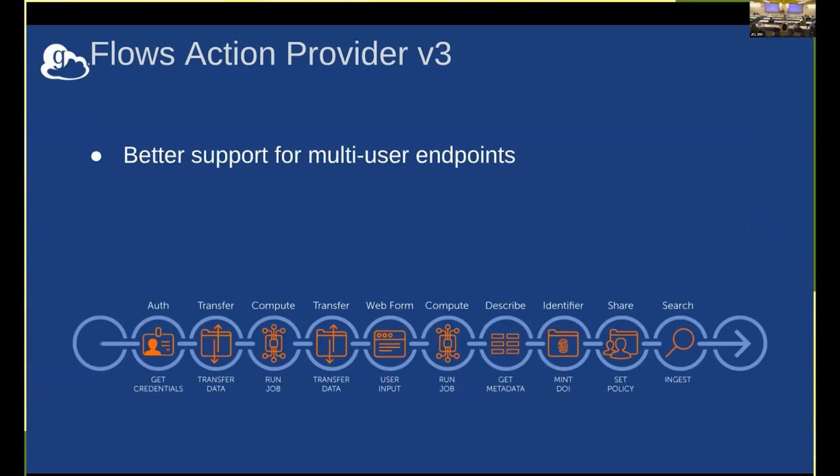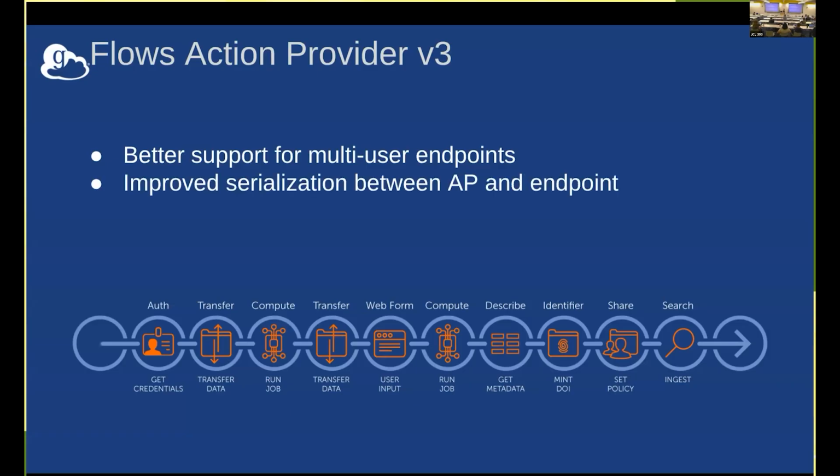Another big thing we've added is a new version of our action provider for Globus Compute. For those of you who have used flows with Globus Compute, this adds additional features and some better serialization mechanisms to our action provider. The big piece is that you can now use the action provider with multi-user endpoints. So we do support providing user config data to the endpoint when you submit a task through the action provider. Improved serialization between the AP and the endpoint.